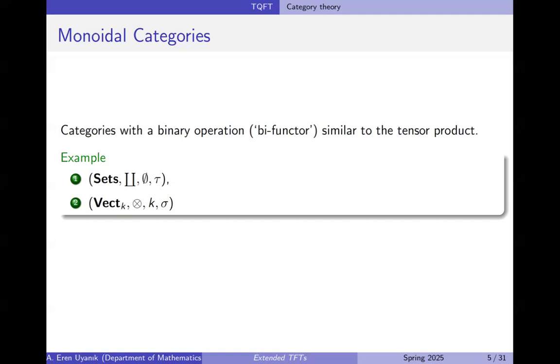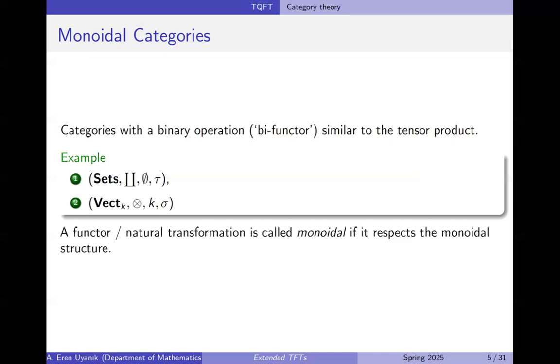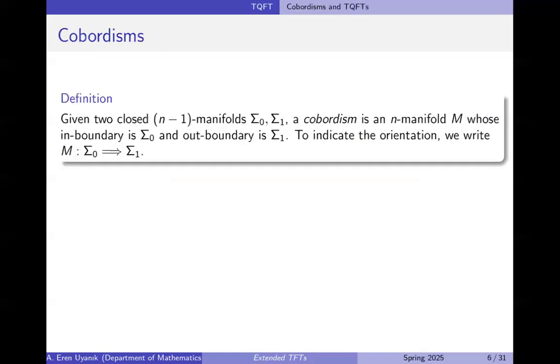And our main example to keep in mind is the category of vector spaces with tensor product. Here, the identity object is the ground field K. If you take a tensor product with the field, you change nothing. And we have the twist map. A tensor B is not the same as B tensor A, but they are really the same. So we call a functor or natural transformation monoidal if it respects the monoidal structure.